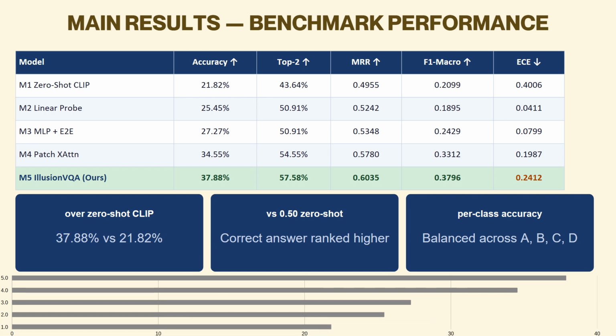The MRR of 0.6035 is particularly meaningful. Even when the top-1 prediction is incorrect, M5 ranks the correct answers higher on average than any baseline. This is not random behavior. The model is meaningfully ordering its predictions.